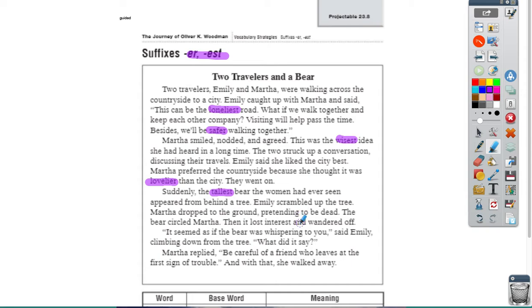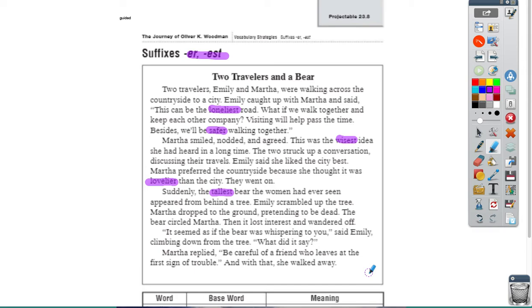Great job, guys. Emily scrambled up the tree. Martha dropped to the ground, pretending to be dead. The bear circled Martha. Then it lost interest and wandered off. It seemed as if the bear was whispering to you, said Emily, climbing down from the tree. What did it say? Martha replied, be careful of a friend who leaves at the first sign of trouble. And with that, she walked away.